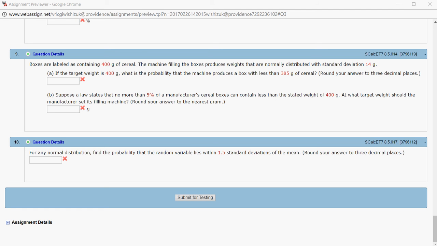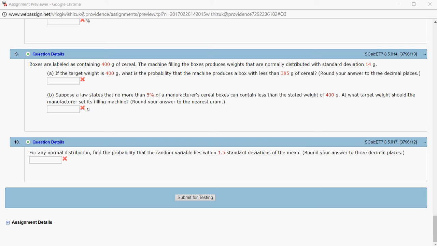Alright, let's look at homework 8.5, problem number 9. Boxes are labeled as containing 400 grams of cereal, so we can probably take that as the mean. The mean is 400. The machine filling the boxes produces weights that are normally distributed with a standard deviation of 14 grams.